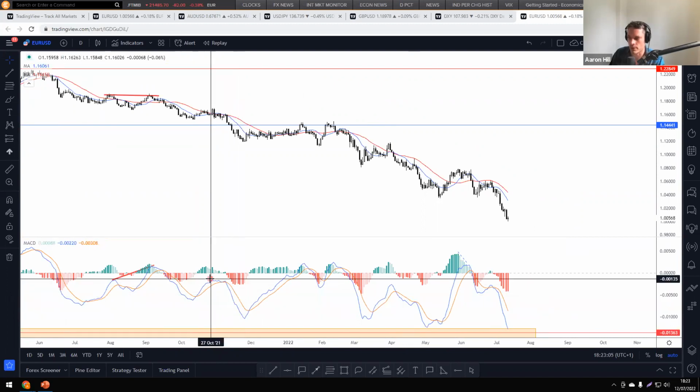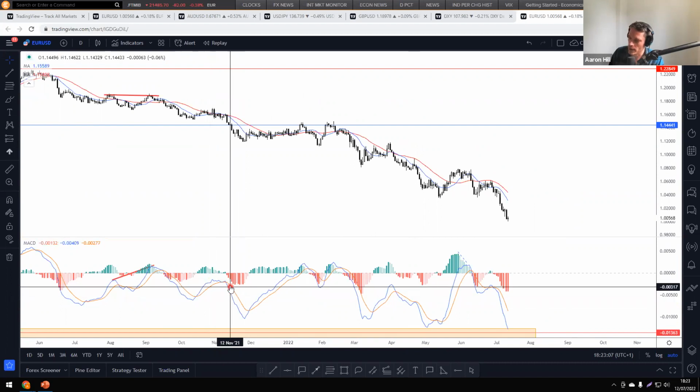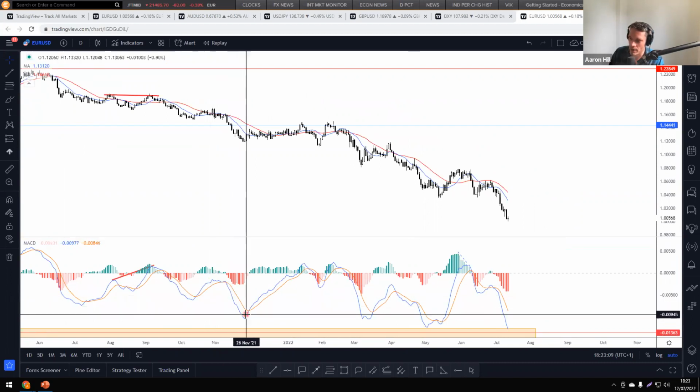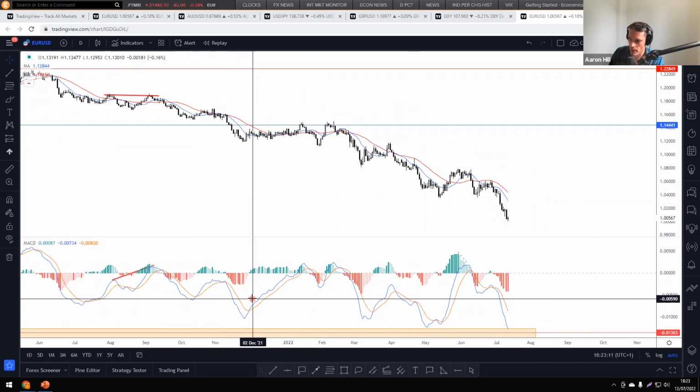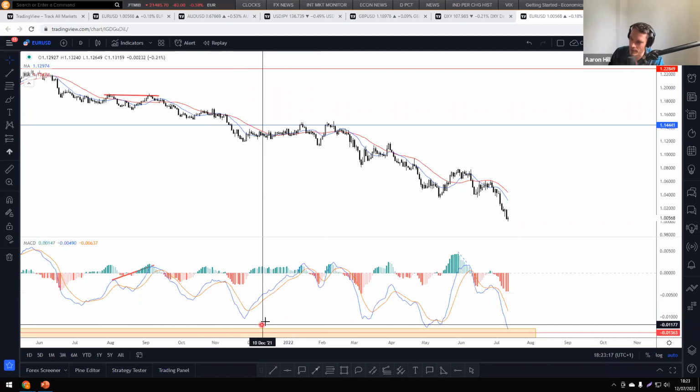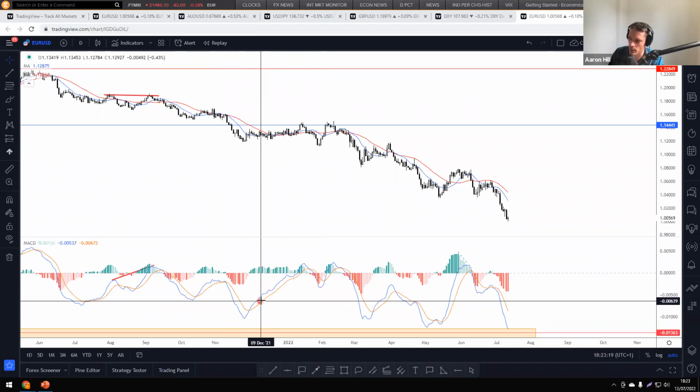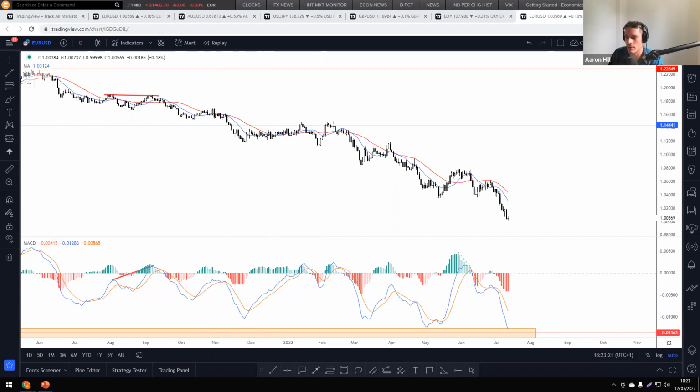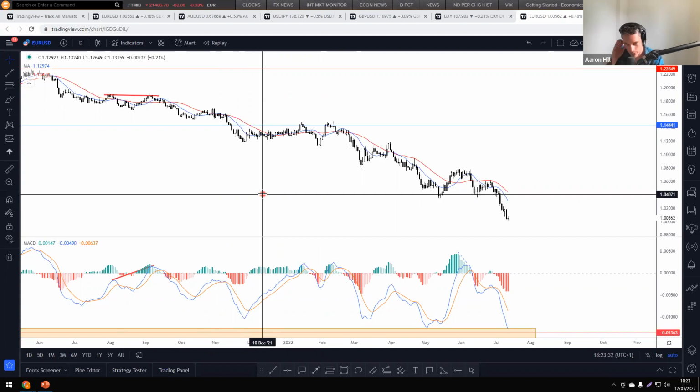Simple stuff. The MACD line reacts faster to price movement because, can anyone tell me, guys, in the chat box, why does the MACD line react faster than the signal line? I'll give you a couple of seconds. Should be a very basic answer.